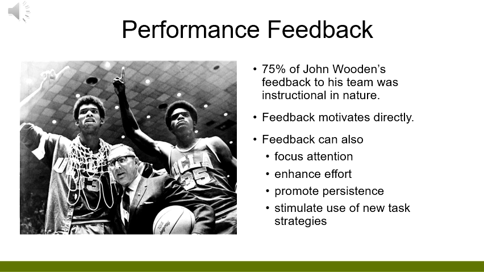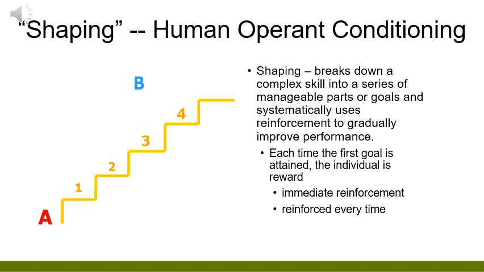And if that feedback is instructional in nature, it's meant to help the athlete perform better, they're more likely to be receptive to the feedback. So looking at that performance feedback and positive versus negative coaches, we need to look at the process called shaping, which is a human operant conditioning. Shaping breaks down a complex skill into a series of manageable parts or goals and systematically uses reinforcement to gradually improve performance.